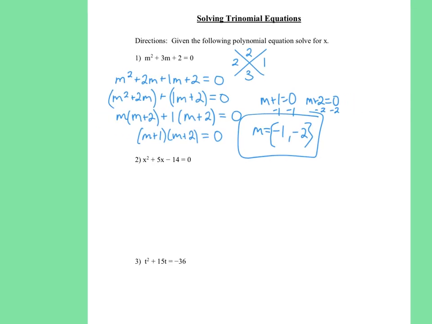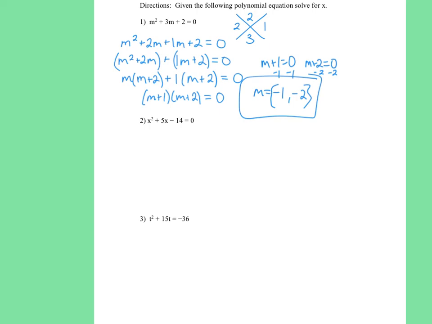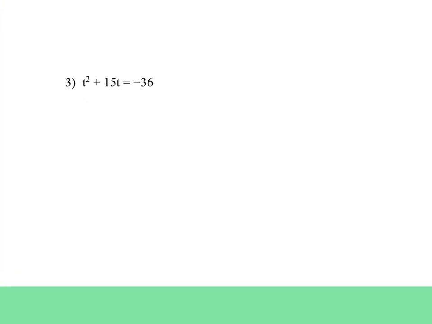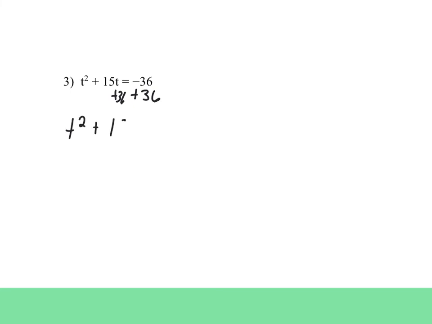Okay, we're going to skip number 2 and go on down to number 3. Is this in standard form? No. Meaning, is everything on one side by itself? No. What's wrong with it? You've got to get the 0 by itself. So how do I get 0 by itself? Plus 36 on both sides. So we end up with t squared plus 15t equals 36.